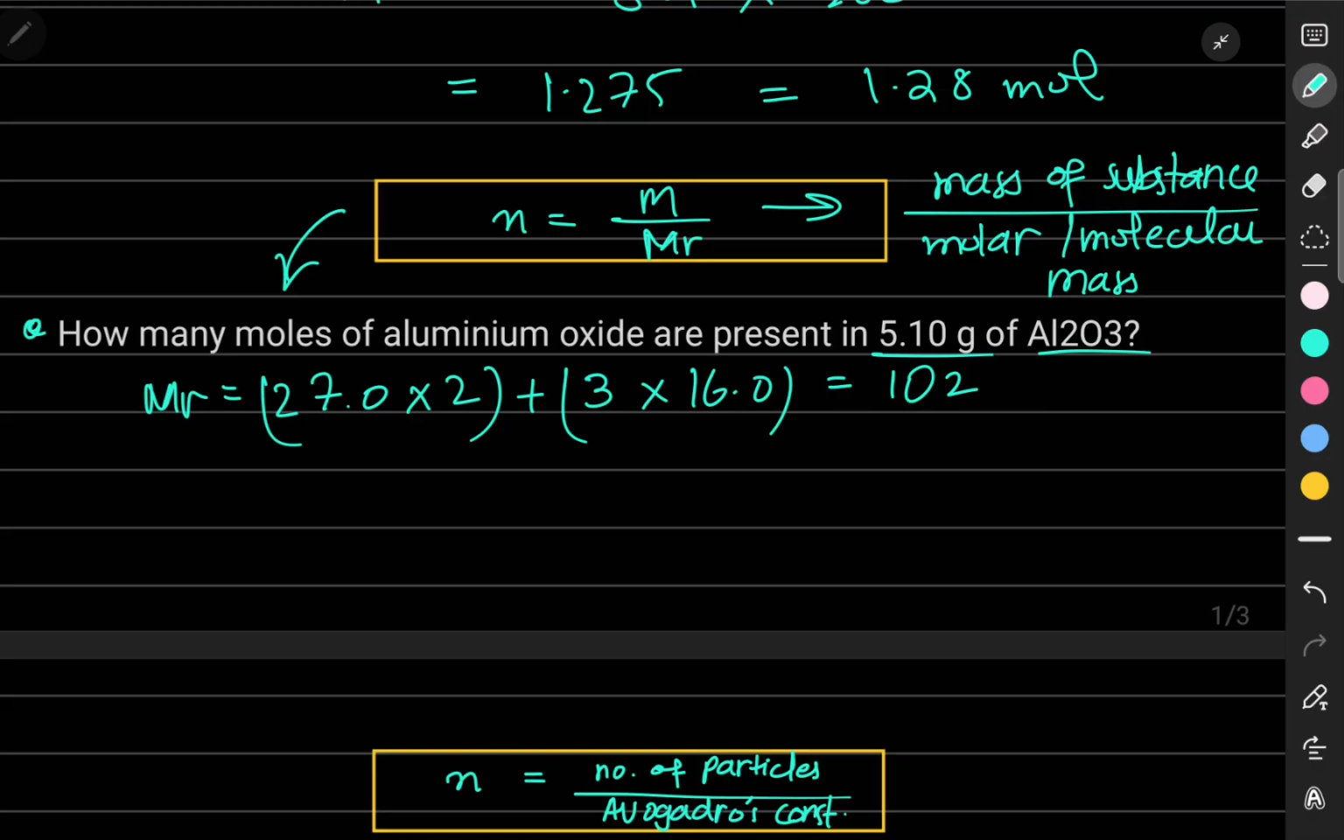Okay, 102. Now I need to find the number of moles. So 5.10, divide this by 102, and that's going to give me 0.050 moles.